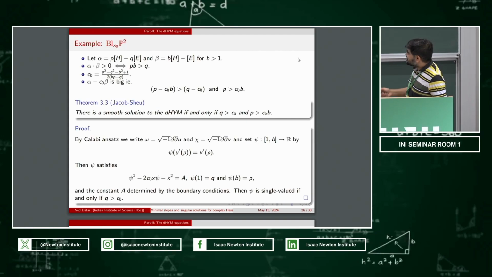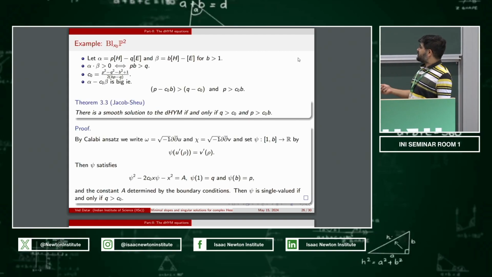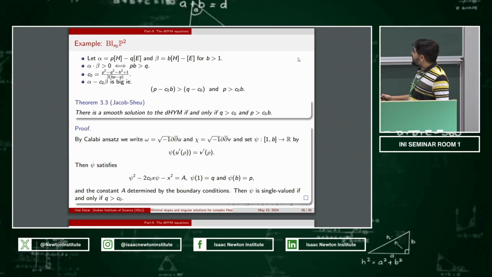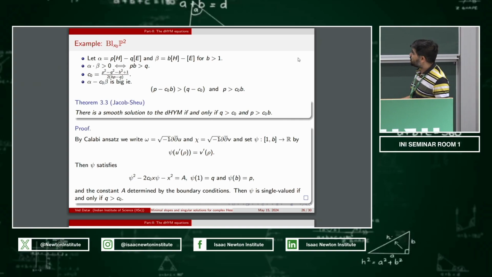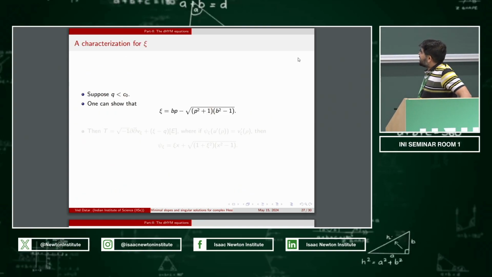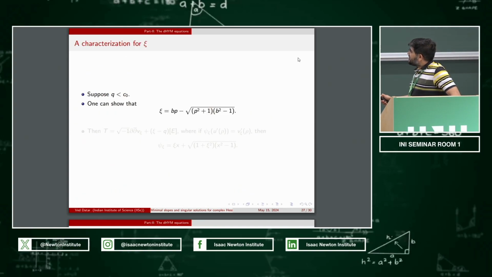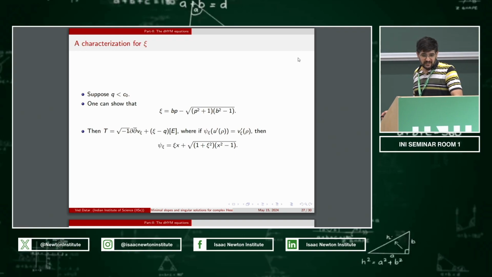So in this case, one can again ask what happens in the unstable case. As I explained, the unstable case is precisely when Q is smaller than C naught. In that case, one can explicitly calculate our invariant xi in terms of these numbers B, P, and 1. And one can also explicitly write down what this current is. Okay?